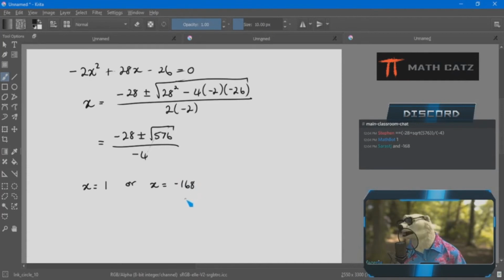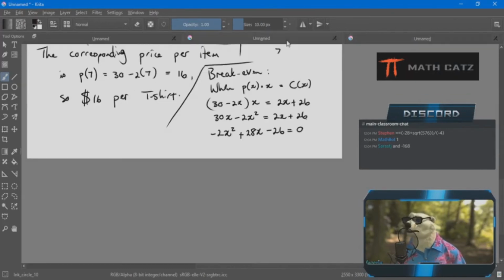Negative 186. Well, that is not applicable because I'm making 0 or more t-shirts. So that one's out. And I have my 1 here. Let's write that over here where my answer should go. X equal to 1, meaning make 1 t-shirt. That does not seem worth it.